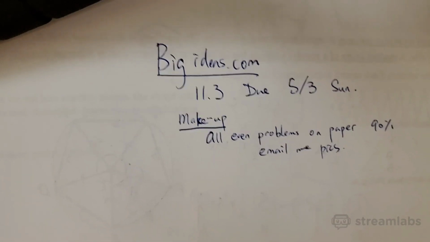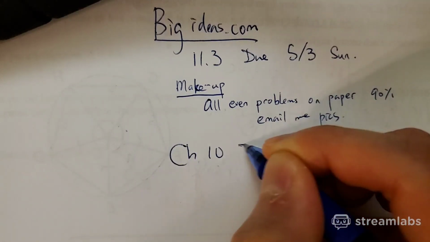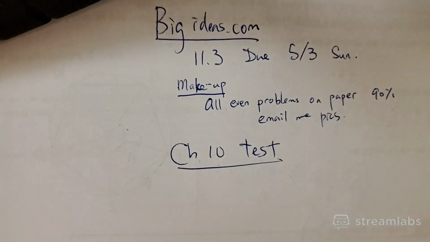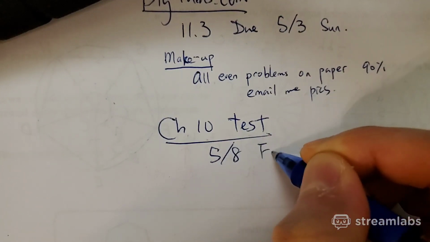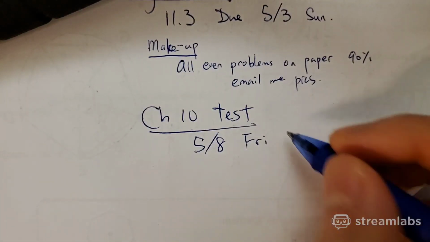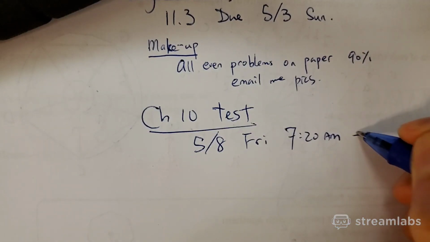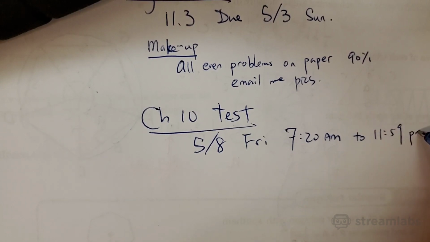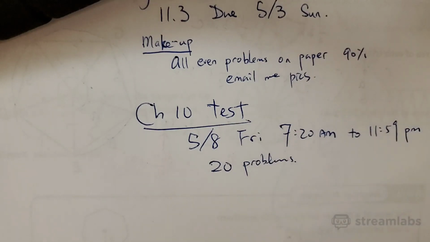All right. I know you guys care about the test a lot, so let me re-announce it. Chapter 10 test. It's going to be on Friday. Obviously, it's a non-class day. It's going to start from 7:20 a.m. It's going to be open from that time all the way to 11:59 p.m., which means you have the whole day to do 20 problems. So just pick your time and you do it. It's not timed. Well, it's timed for the whole day, but it's open notes, open book.